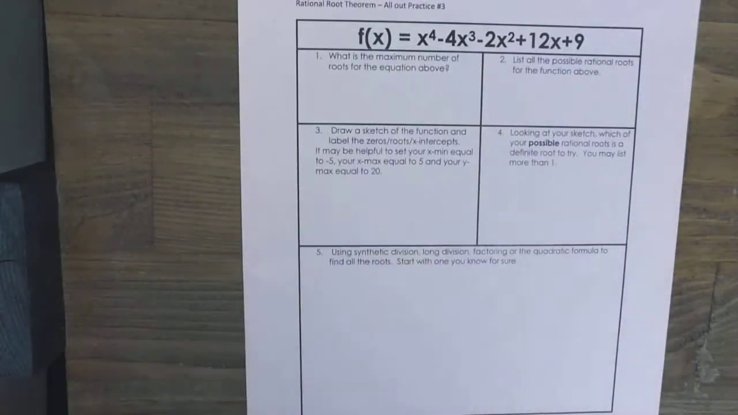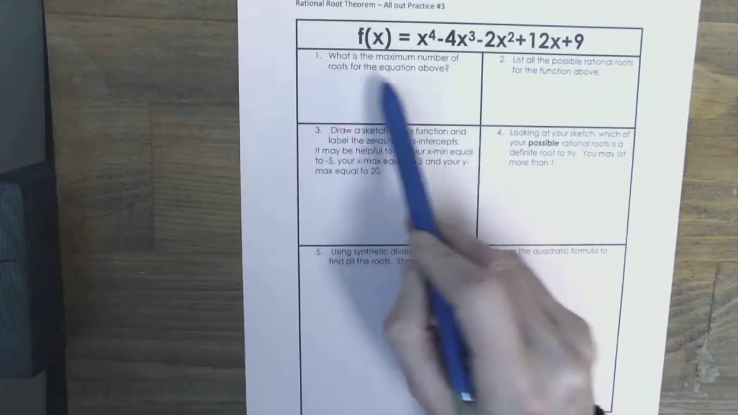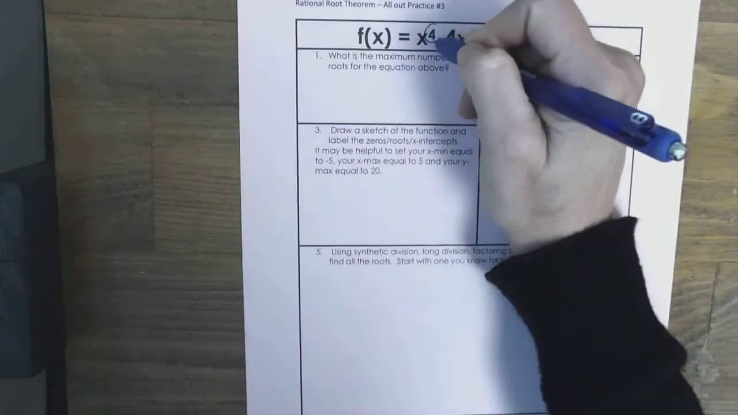Now we're on the pink one, and this is number 3. Each one has some different elements in it, so I'm hoping this gives you some good help. Number 1, what is the maximum number of roots for the equation above?